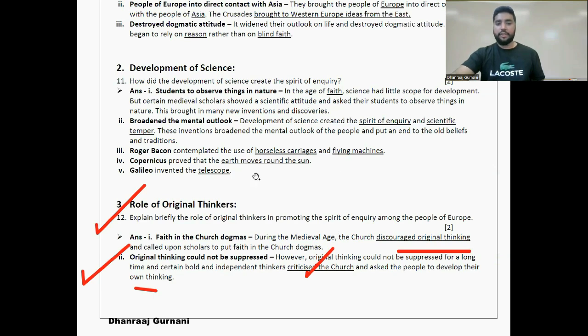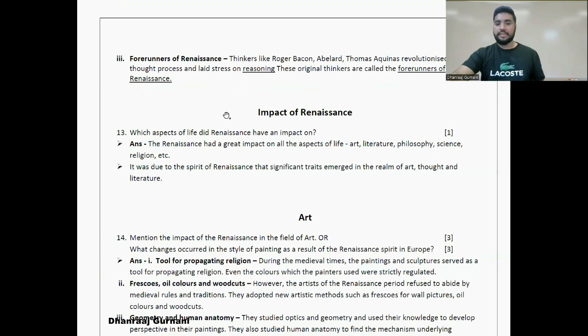And finally, revolutionaries, forerunners of the Renaissance. What are their names? Roger Bacon, Abelard, Thomas Aquinas. These were revolutionaries who brought the change and laid stress on reasoning. These original thinkers were called the forerunners of the Renaissance. This brings us to the end of the first part of the chapter, that is, causes of the Renaissance.